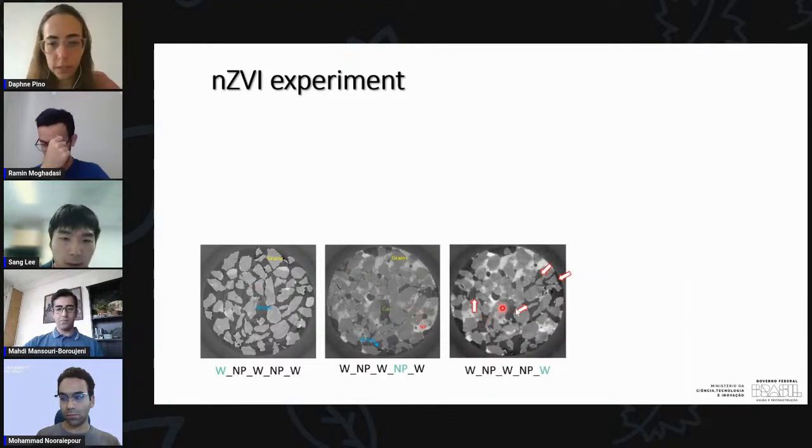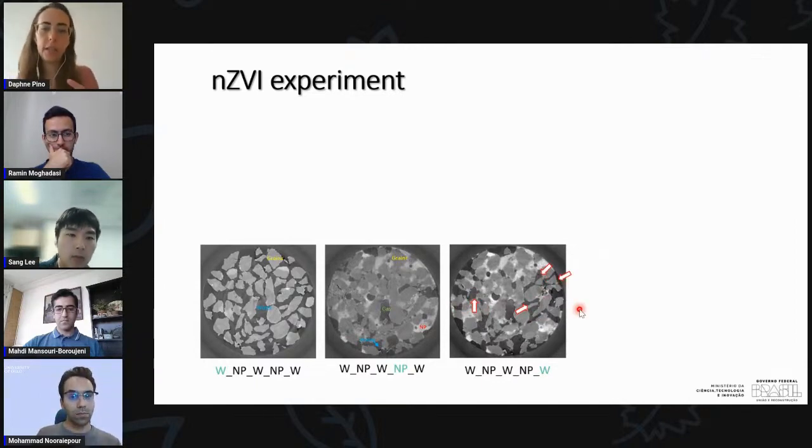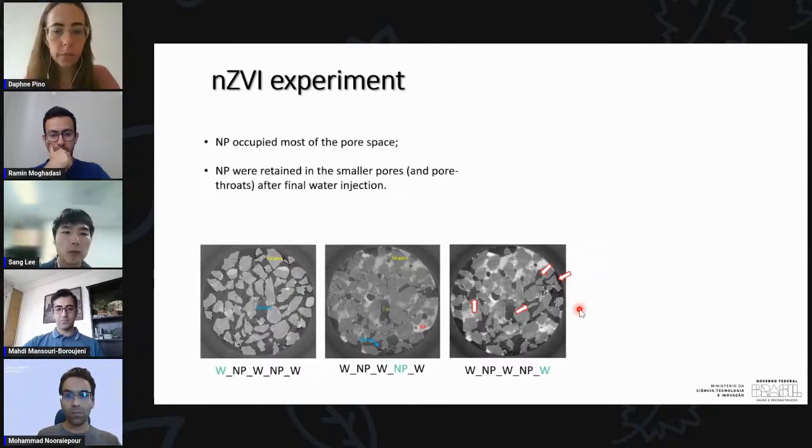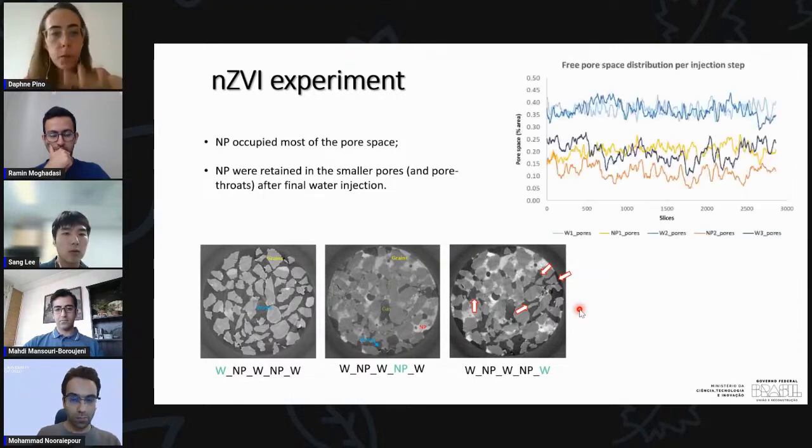And what is very interesting here is that after the final water injection, we can see that some places that before had nanoparticles were now filled with water. So we could actually see that the water we were injecting was dislocating some of those nanoparticles. And as we expected, those nanoparticles are usually retained in smaller pores, like the pore throats, after the final water injection. But what I really want to show you in this experiment is this graph over here.